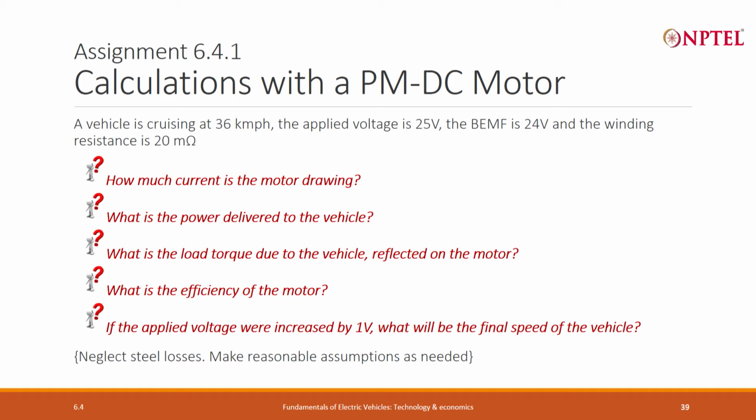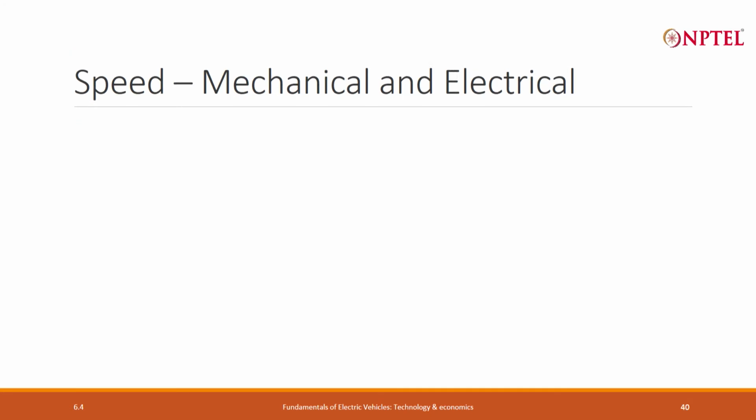You can neglect steel losses, and any other assumptions that you want to make, feel free to make as long as they are reasonable. If you do not know what is the weight of the vehicle, and if you need to know it, assume it is something that is reasonable. If you do not know how big the wheel is, assume any number that is reasonable, and you will be able to answer all of these questions.